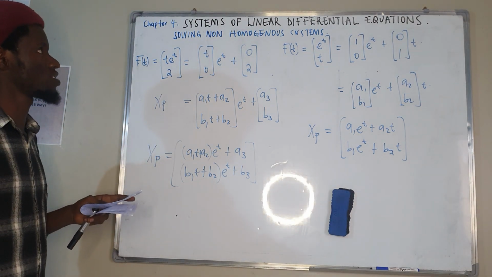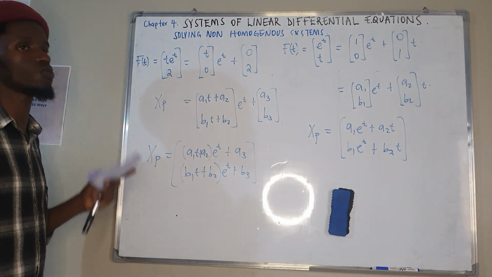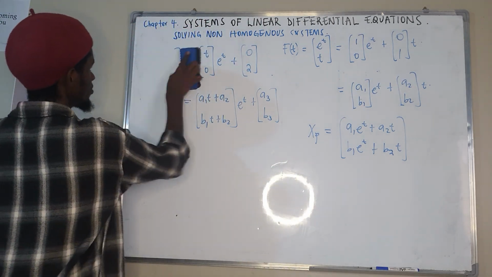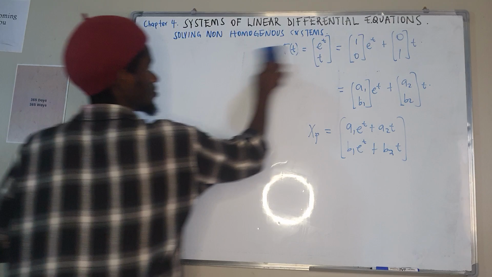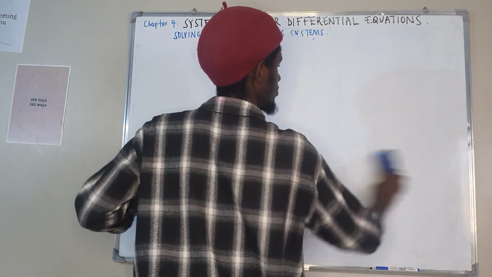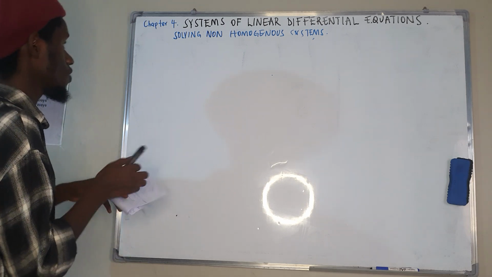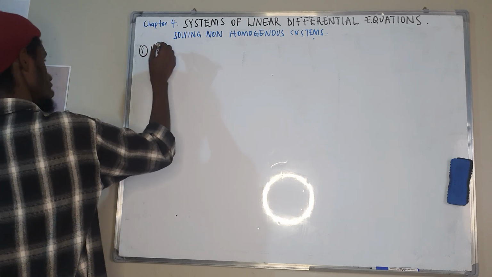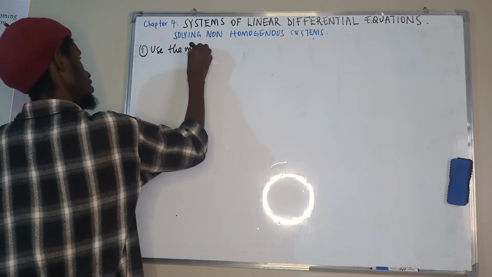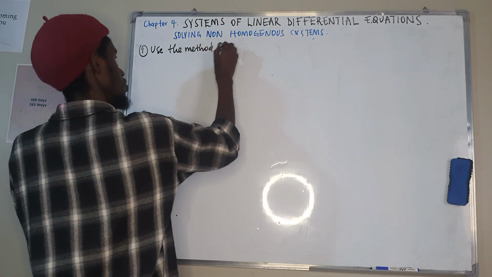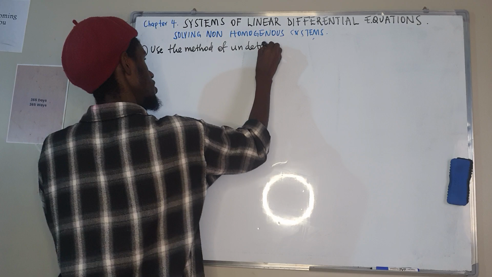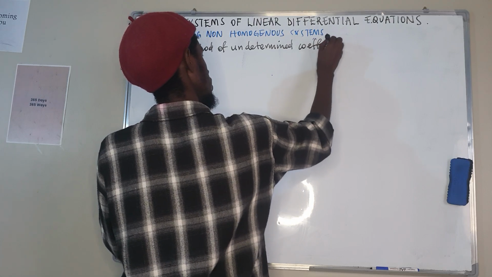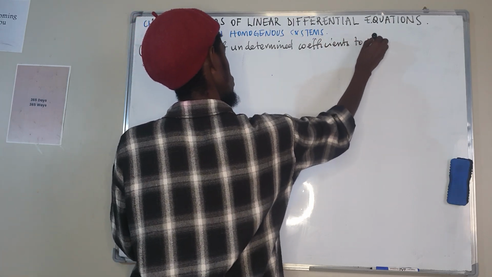Now let us solve a nonhomogeneous system using the method of undetermined coefficients to see how we can go about it. We are solving now. We find the question. They say use question 1. They say use the method of undetermined coefficients to solve.